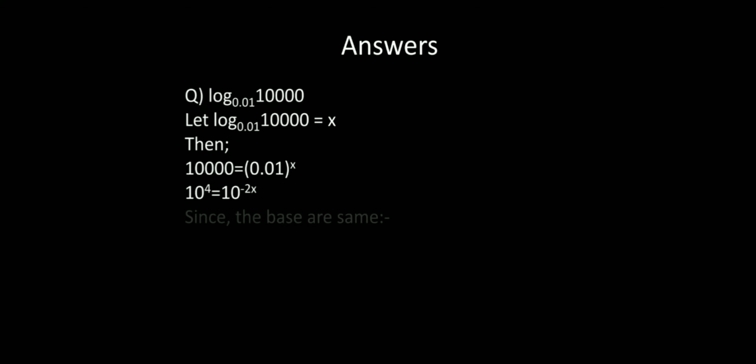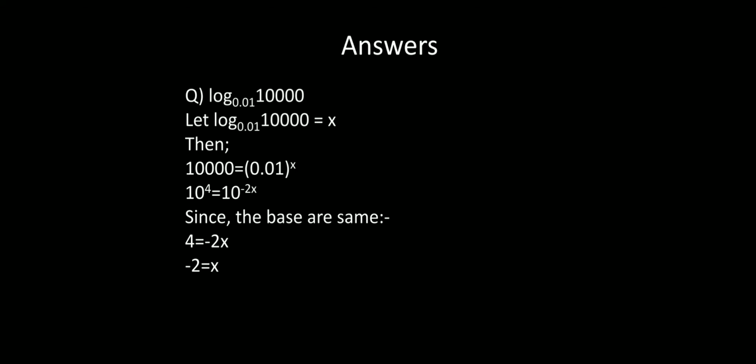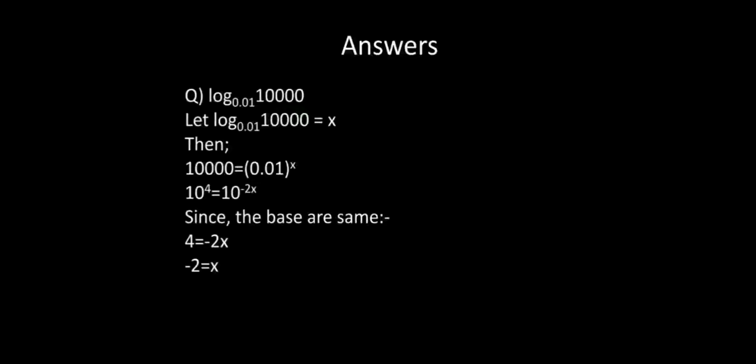Here the question is log 10,000 to the base 0.01. Let it be x as we did in the previous one. Now convert it into the form we know. 10,000 is equal to 0.01 power x. 10,000 can be written as 10 power 4, and 0.01 can be written as 10 power minus 2, so 10 power minus 2x. We will equate the powers because the base is the same, and we will get the answer.